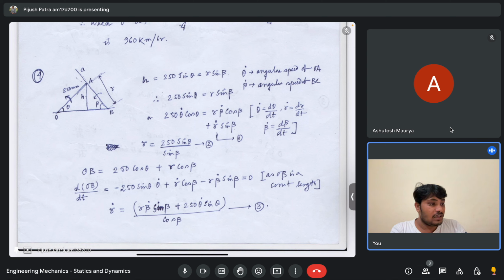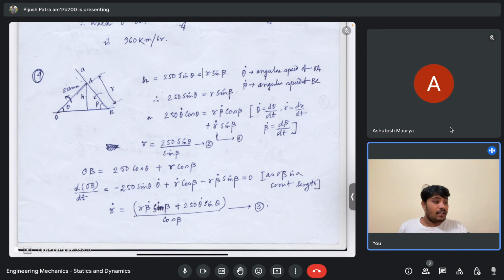That is 250 sine theta is equal to R sine beta, where theta dot is the angular speed of OA, and beta dot is the angular speed of BC. I need to calculate what is beta dot, by the way. That is what I need to answer. So if I take the time derivative of this quantity on both sides, it is 250 theta dot cos theta, because the derivative of sine theta is cos theta times theta dot, equals R beta dot cos beta plus R dot sine beta. Fine. Up to this, is this fine? I am calling this equation number 1.